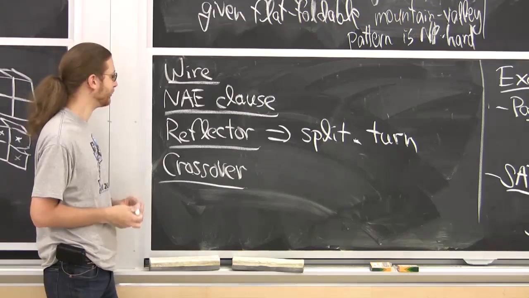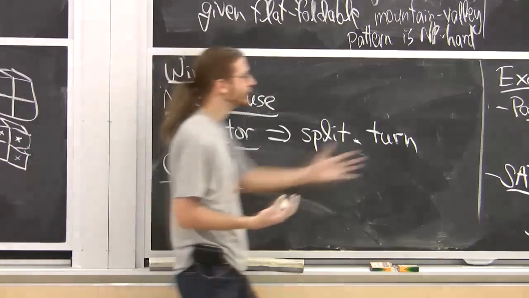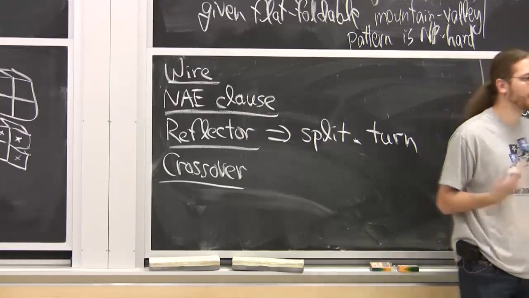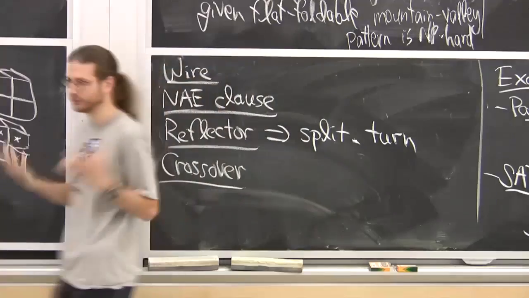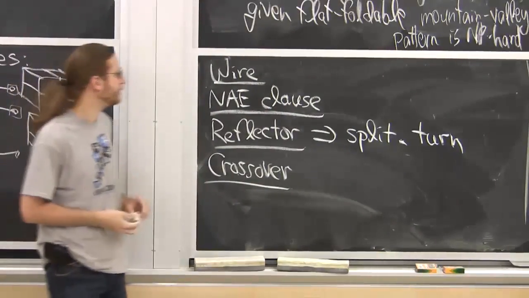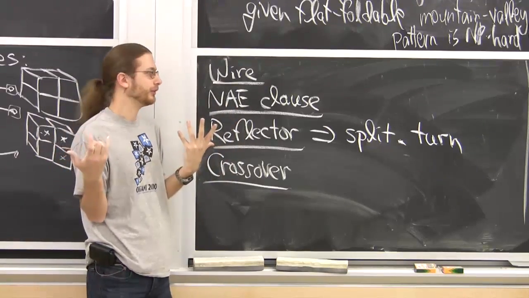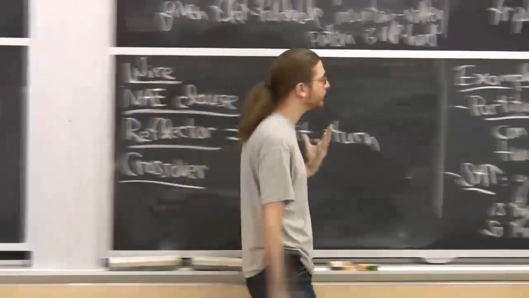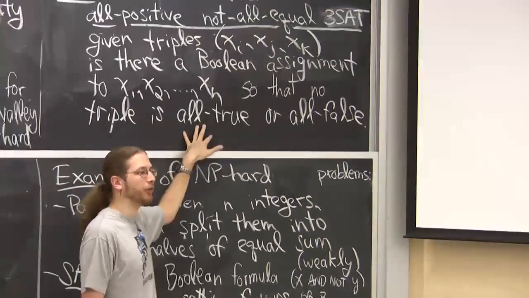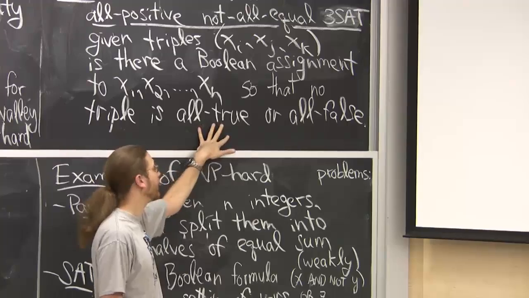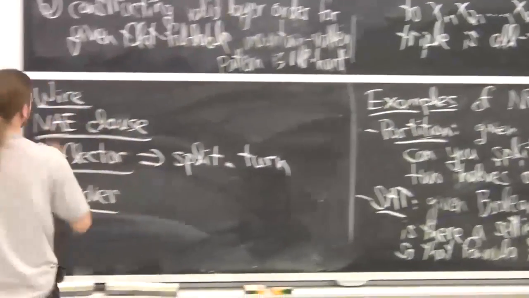If you have done many of them, you will recognize this pattern, which is to represent Booleanness, we need something that represents true and false, and that's usually called a wire. We think of digital signals like chips. And then we've got to be able to connect those wires together to do interesting things. In this case, the interesting thing we need to do is tell, if I have a triple of them, are they all true or all false? And somehow force them to not be all true or all false. And in this case, that will be a not-all-equal clause.